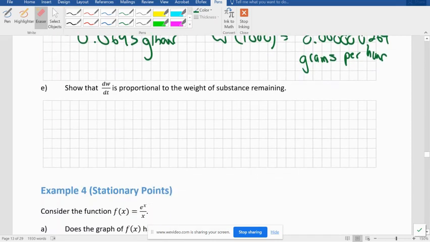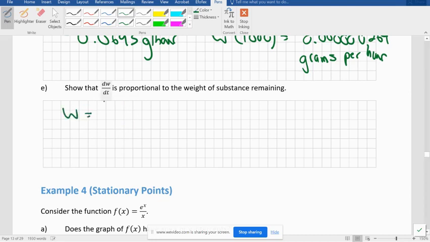Now, the last question says, show that dW/dt is proportional to the weight of the substance remaining. Proportional just simply means that, let's say your original equation, W equals, let's just say it's equal to t. What we're trying to say is when you do the derivative, we want it to be exactly the same as the original with just some number out the front. And that happens with these. It's actually a very special property. Okay, so let's just go.